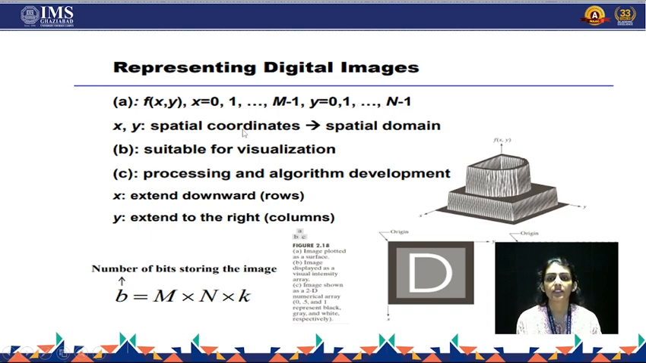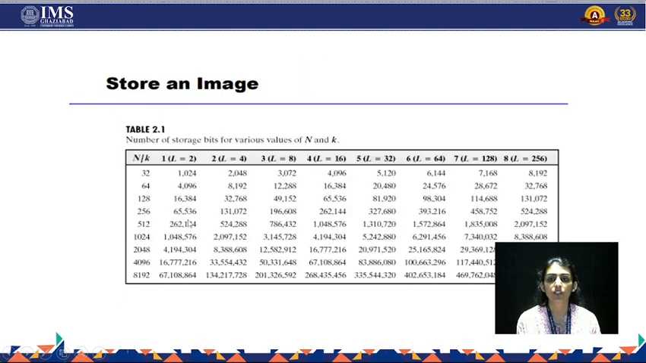So x and y, the spatial coordinates, are said to be in the spatial domain. It is suitable for visualization, processing and algorithm development. Now this is how we store an image.